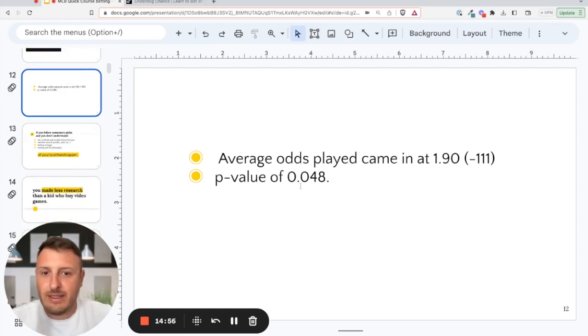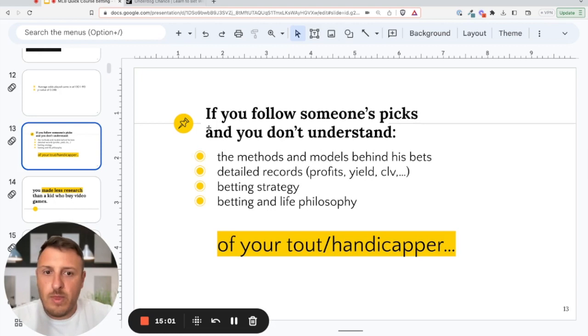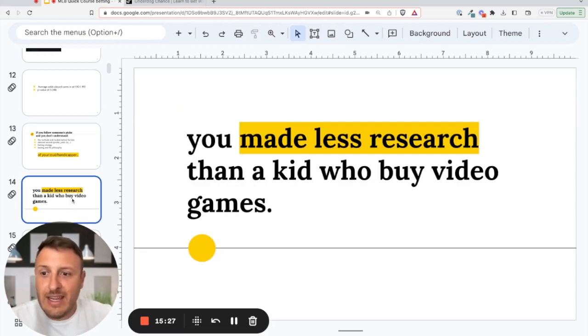Okay, but it is a pretty good number. So one word, a couple of words before I show my pick. If you follow someone's picks and you don't understand the methods and models behind his bets, detailed records like profit yield, closing line, betting strategy, betting, and even the life philosophy of your handicapper, then you've done less research than a kid who buys a video game.